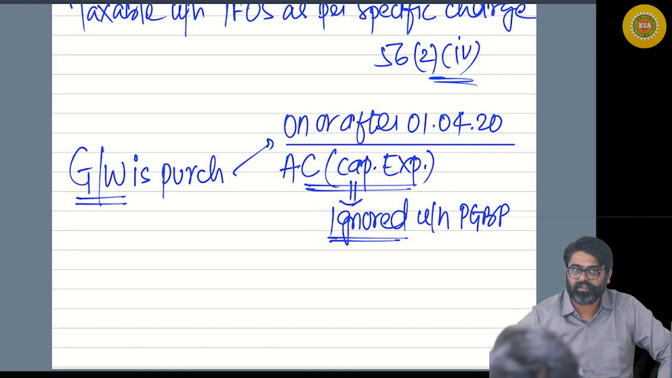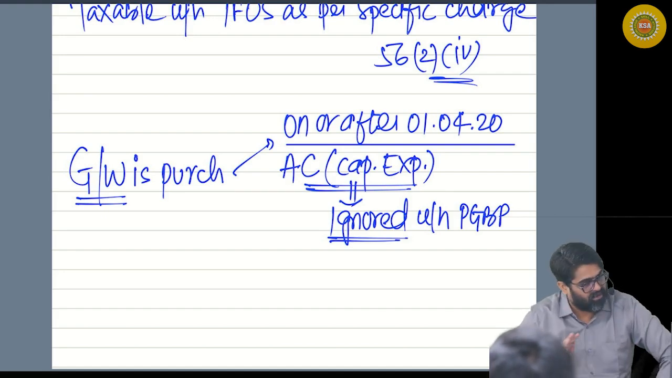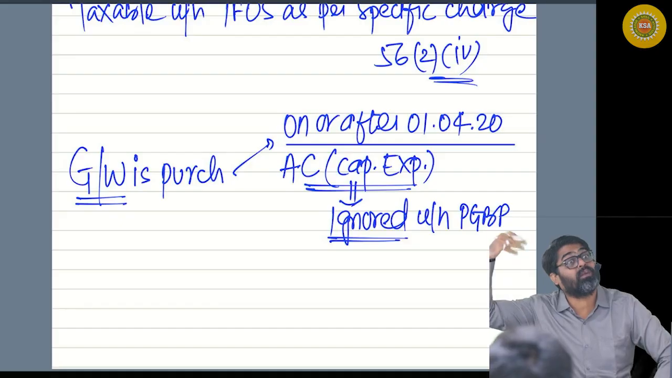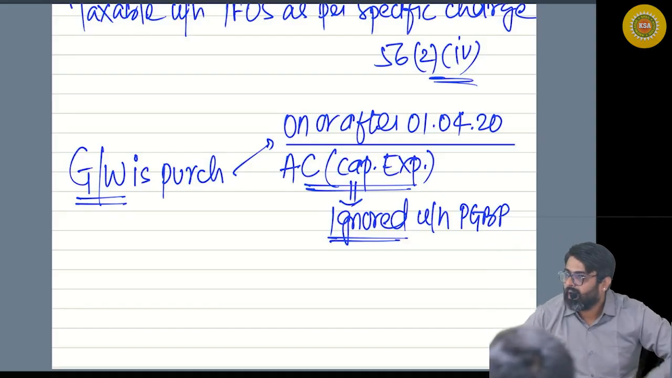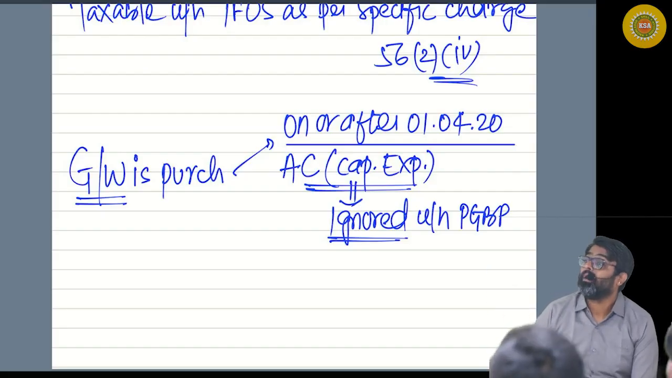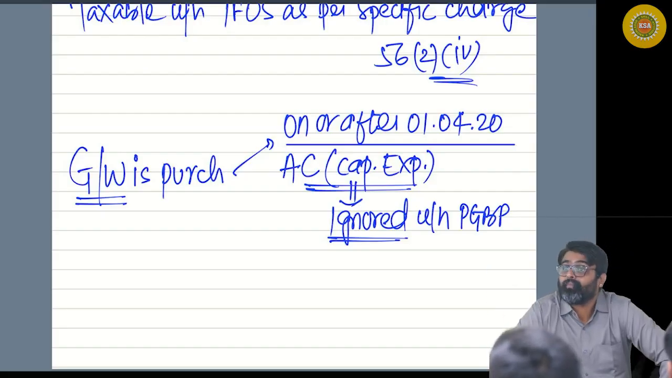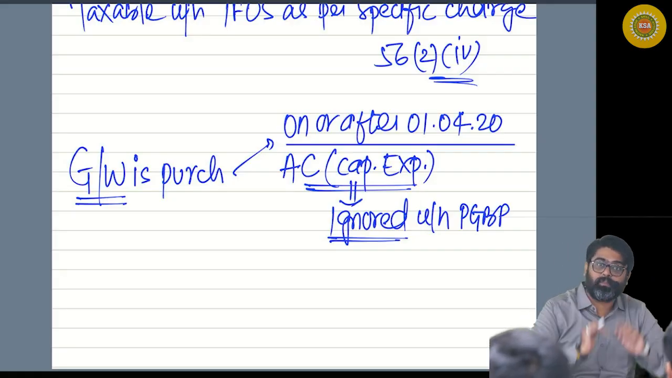They are all capital assets. And if they are not specified for PGBP purpose, definitely their cost is to be considered while calculating their capital gain when they are actually transferred. Apply this logic. Now tell me, goodwill purchased on or after 1st April 2020, will it be treated as a specified asset for PGBP purpose?